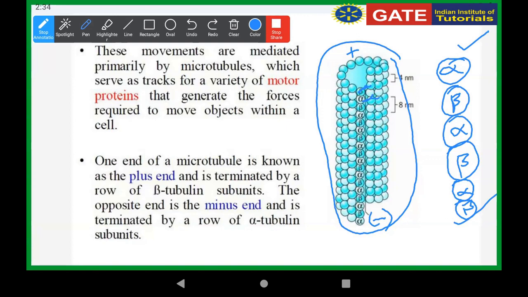So now we will get the idea. One microtubule has a plus end and a minus end. Plus end means the beta tubulin subunit end, the positive side. Minus means the alpha tubulin subunit end. Got it? Yes. This is very important for functioning. Please remember this.